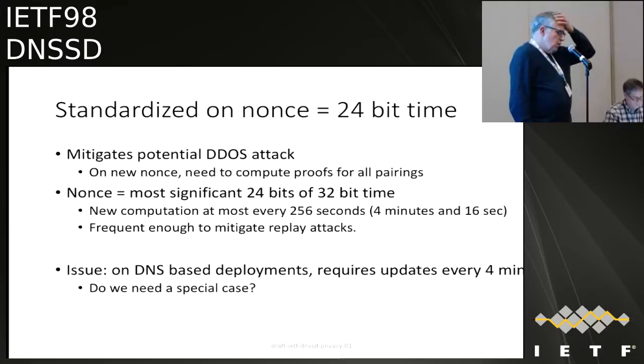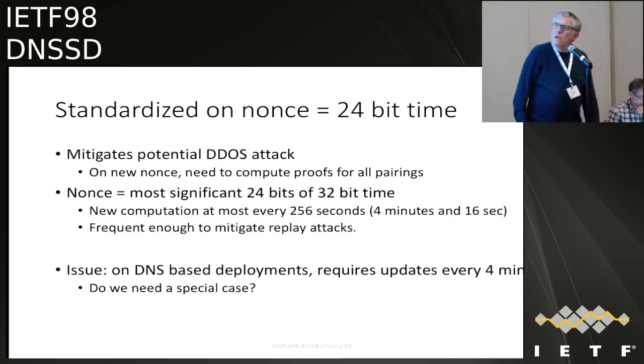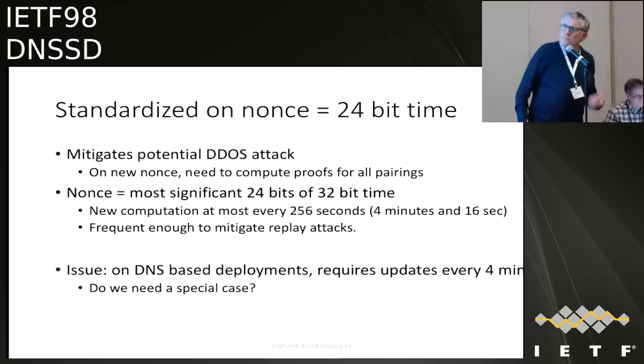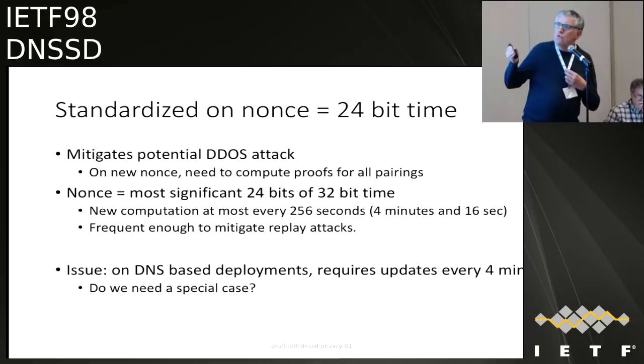The second part of the work, which is something I already presented, we discussed briefly as a hypothesis in Yokohama, I believe, is to standardize on a nonce size of 24 bits. And on 24 bits, that would be effectively the 24 higher order bits of a 32-bit Unix time, so that you get effectively something that changes about every 4 minutes and 16 seconds exactly. And that's a compromise between having a nonce that changes often, so that you can get protection against replay attacks, and having a nonce that changes too fast, which will require a lot of computation.